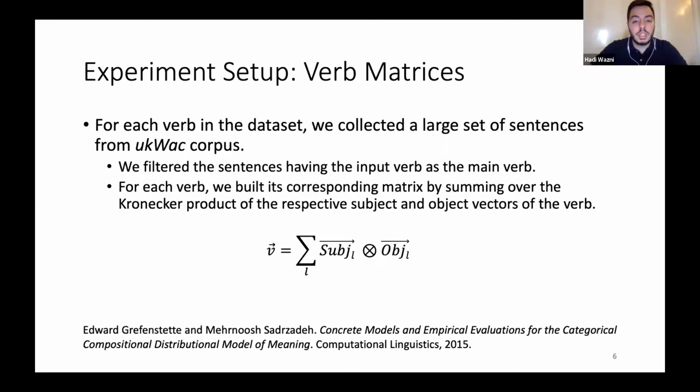In addition, we created, for each verb, a verb matrix. We collected a large set of sentences from the UKWaC corpus. We built for each verb, as I said, the matrix by summing over the Kronecker product of the respective subject and object vectors of the verb.